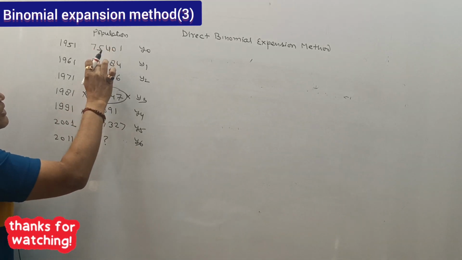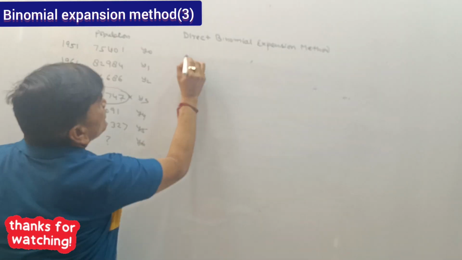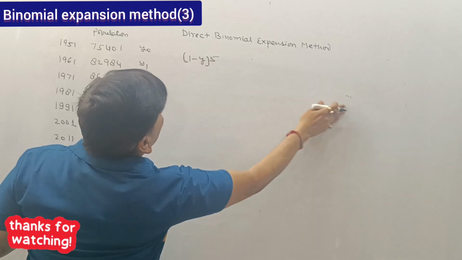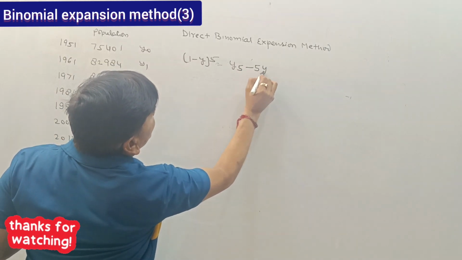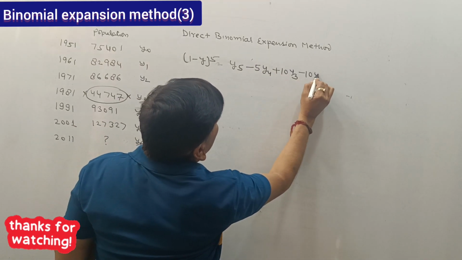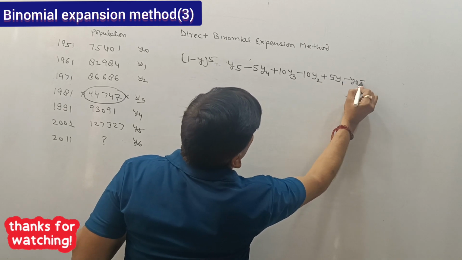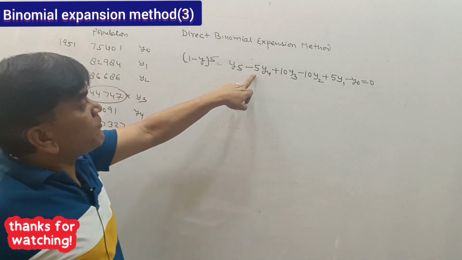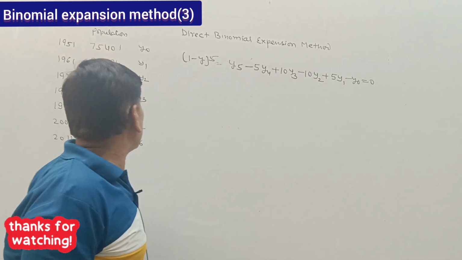So 1, 2, 3, 4, 5 years is given. So we will write the formula of 5 years, (1 minus y) raised to power 5. So that is y5 minus 5 y4 plus 10 y3 minus 10 y2 plus 5 y1 minus y0 is equal to 0.